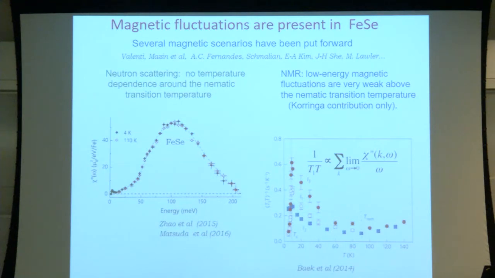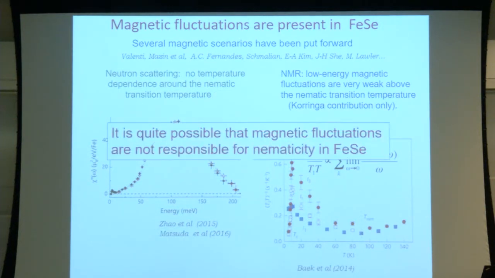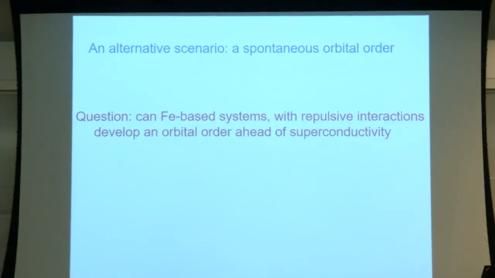While if you have this vestigial magnetic order stuff, you expect susceptibility to react. So you expect some temperature dependence of susceptibility to appear. And although it's not the final word, it's possible that magnetic fluctuations are not responsible for nematicity in iron selenium, which let's take as a working hypothesis for really the last minute. And then you can ask a question, if not magnetic fluctuations, then what? Well, there is another possibility.